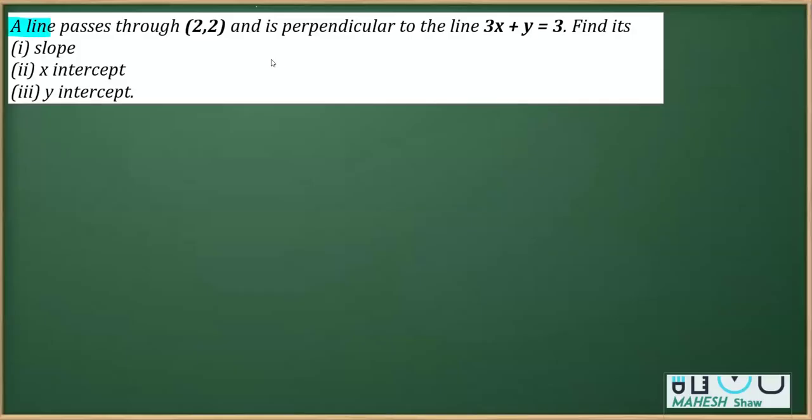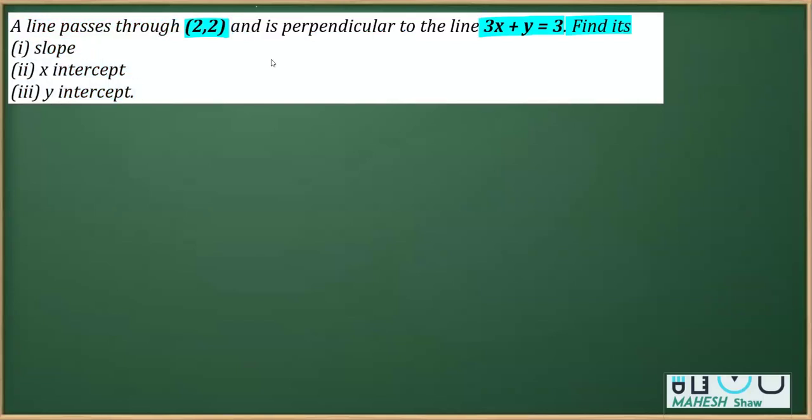The question says here that the line that passes through (2, 2) and is perpendicular to another line whose equation is given as 3x + y = 3. We have to find the slope, the x-intercept, and the y-intercept.